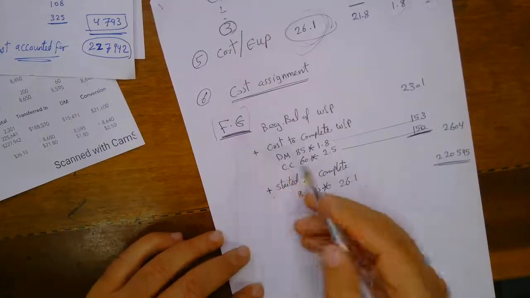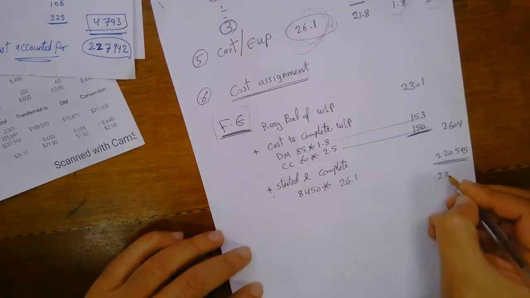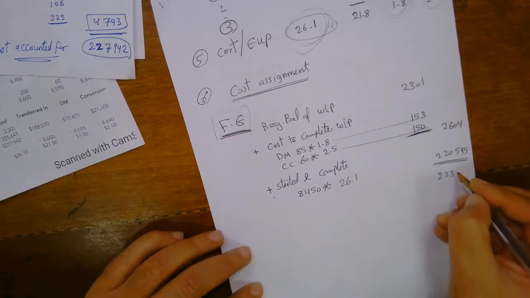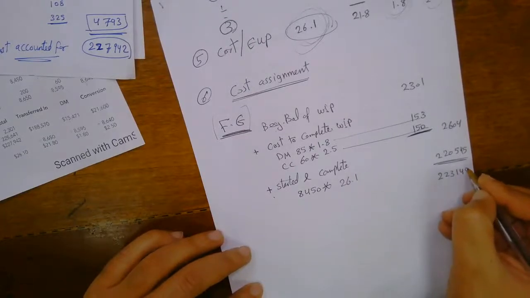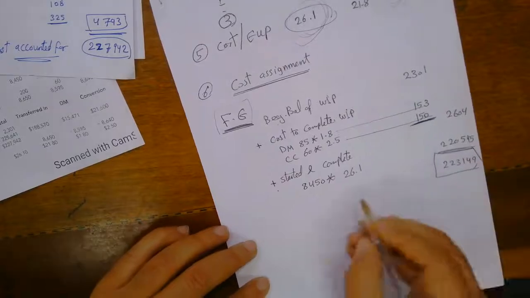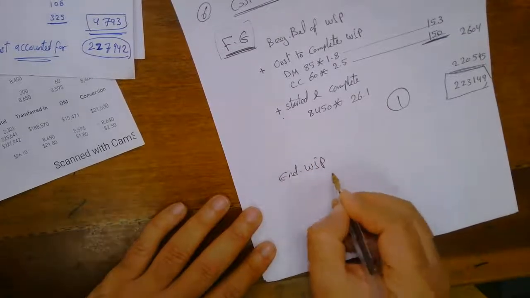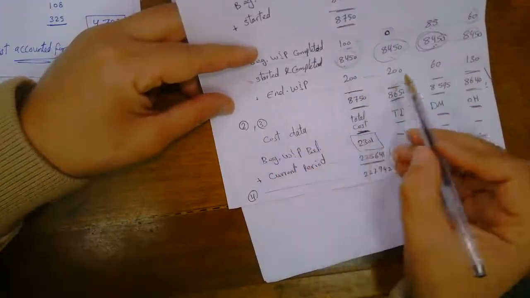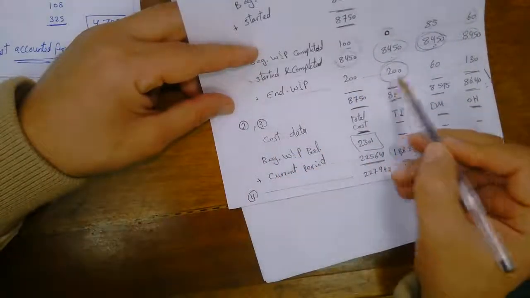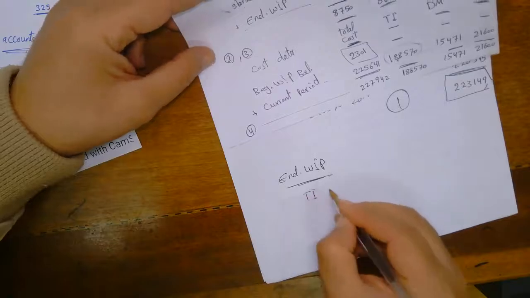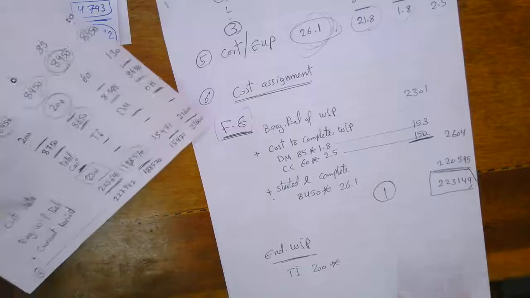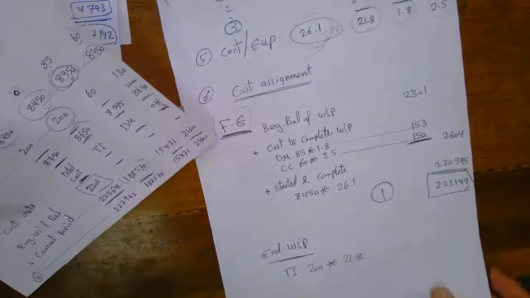So the total cost of finished goods equals 223,149. Part number 1, ending work in process inventory. We have 200 from transferred in times cost per equivalent unit of transferred in, 21.8.